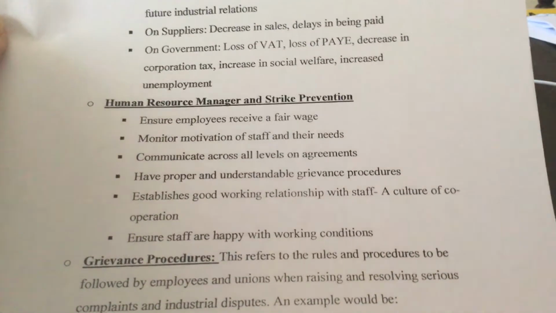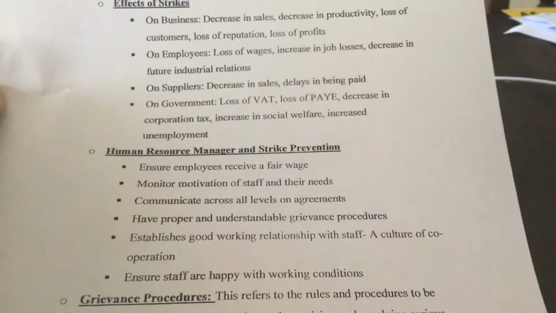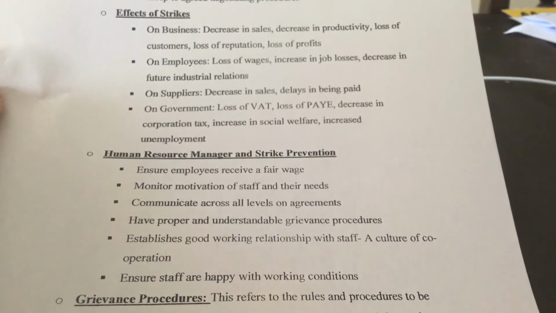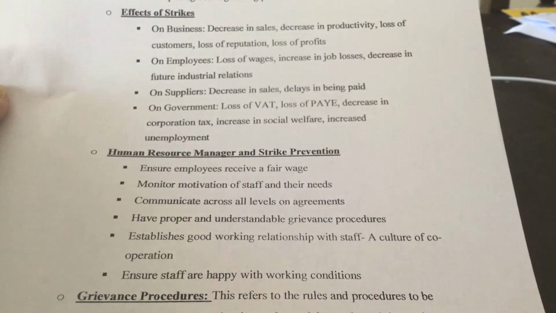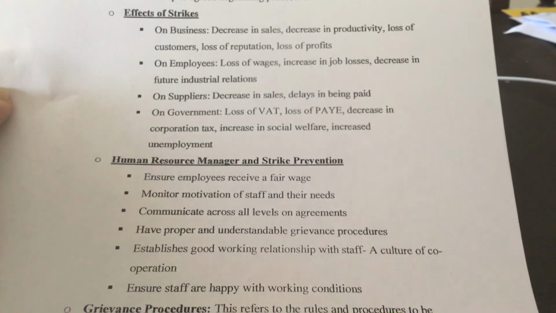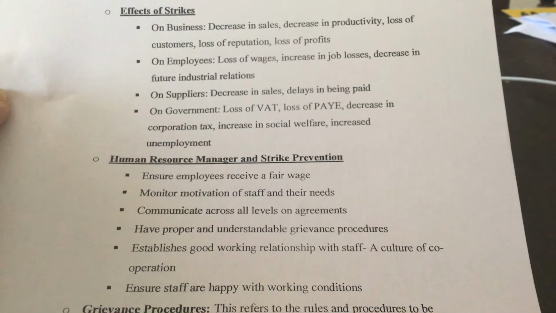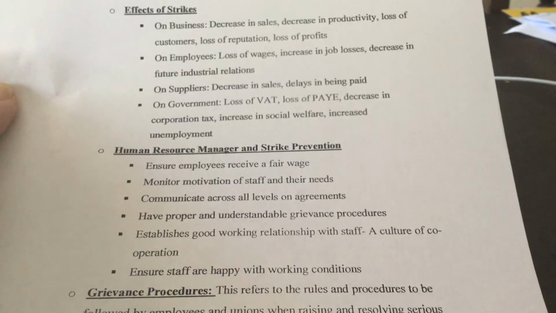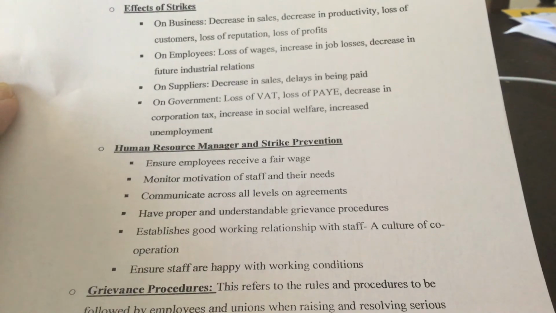Now, the human resources manager and strike prevention. The human resources manager should ensure employees receive a fair wage, monitor motivation of staff and their needs, communicate across all levels on agreements. In other words, make sure that everybody in the organisation understands the agreements between the firm and the trade unions, or between the firm and the employees if there is no trade union. Have proper and understandable grievance procedures. And as I said before, grievance procedures can fester and it makes things an awful lot worse. Establishes good working relationship with staff. In other words, create a culture of cooperation and ensure staff are happy with working conditions.